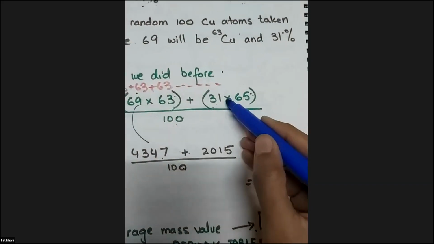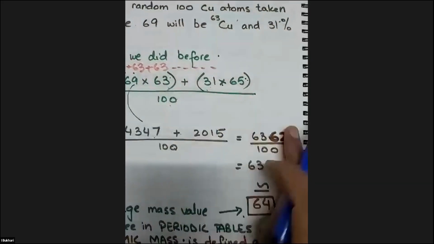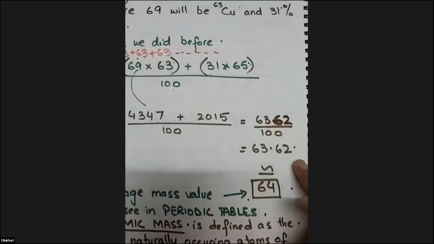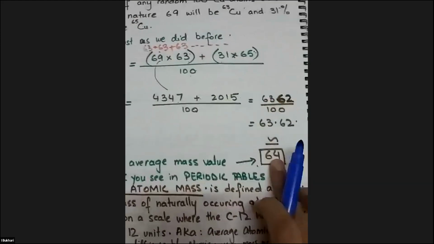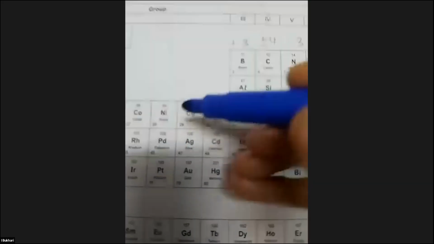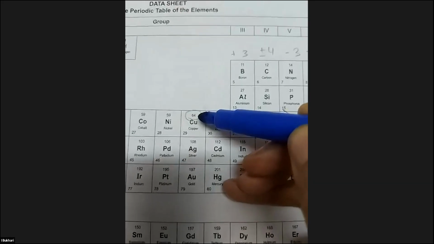The product of 31 and 65 is 2015. Then I add them up and divide by 100, and I get 63.62, which rounds to 64. So that is the average mass value of copper that you see in the periodic table. In the periodic table, the mass for copper is 64, as you can see, right?